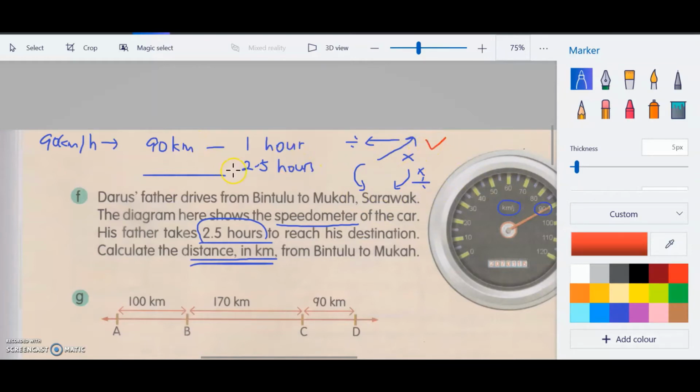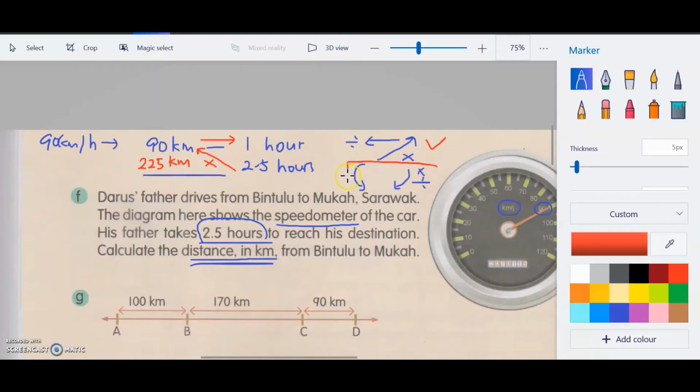Cross multiply and then divide. That means 2.5 hours, you multiply 90 kilometers and then you divide 1. Okay, so 2.5 times 90 kilometers, you will get 225 km. And then if you divide 1, you get the same number, 225.